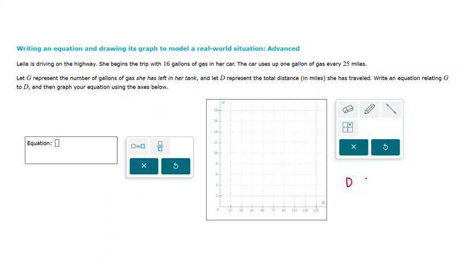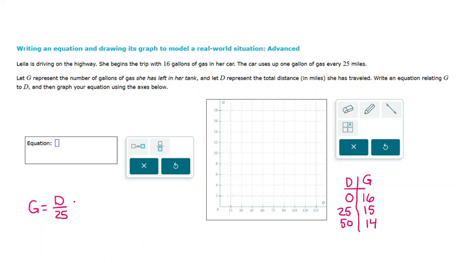with 16. So again, I'm going to make my table of values here. So when distance is 0, I have 16 gallons. The car uses 1 gallon of gas for every 25 miles. So when distance is 25, I'm down to 15 gallons. And when distance is 50, I'm down to 14 gallons. So what I'm doing here is for every 25 miles, I'm subtracting 1 gallon from the 16 that I started with. So my equation is going to be G equals my distance divided by 25.